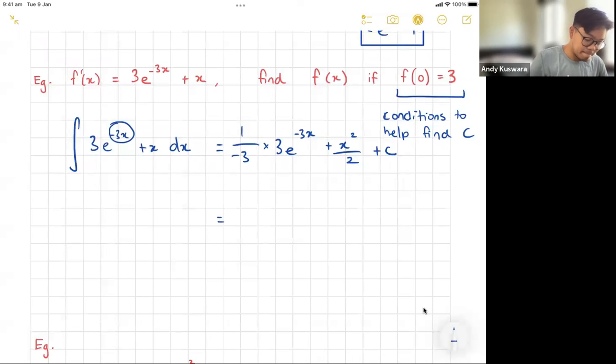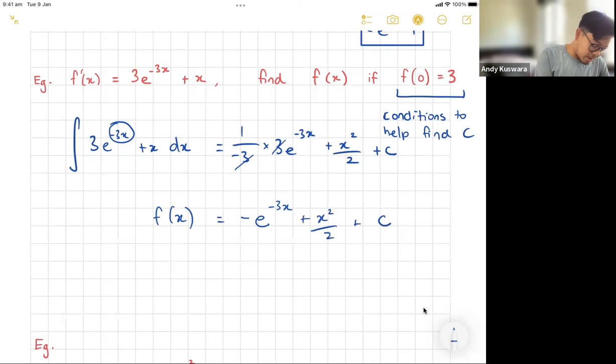Okay. Now, cleaning things up a little bit. This is now my f(x). It's no longer my f dash x. It's going to become negative 1 on negative 3 times positive 3, which cancels out, leaving me with just negative e^(-3x) plus x squared on 2 plus c.